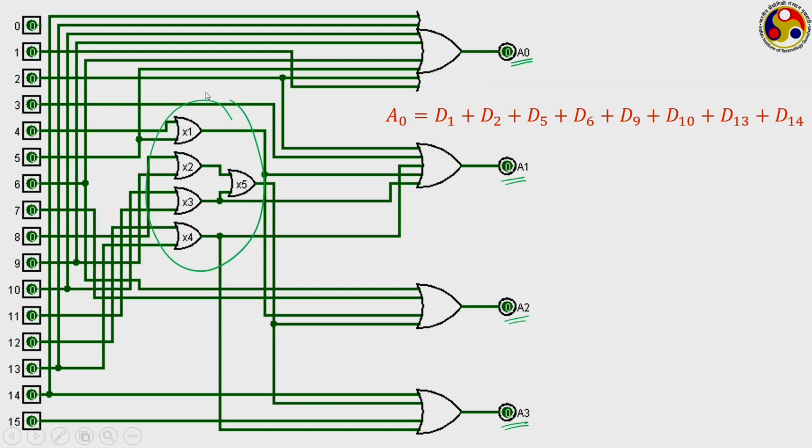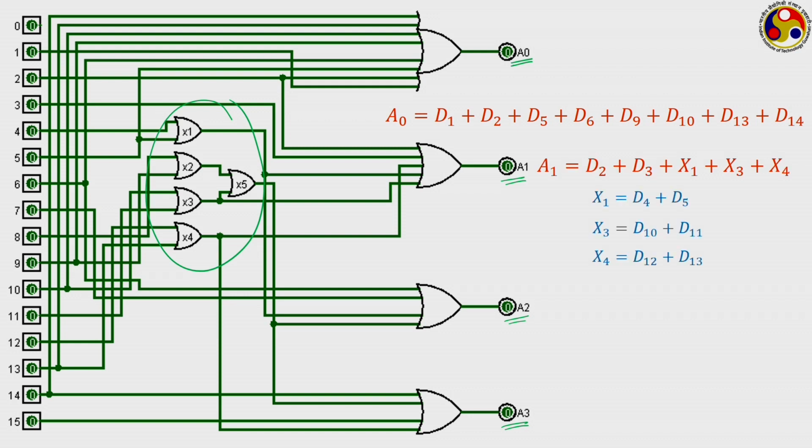So A0 can be written as a combination of this. It is directly connected to 1, 2, 5, 6, 9, 10, 13 and 14. A1 is connected to 2, 3, and also it is connected to these in-between OR gates X1, X3 and X4. If we look at the diagram, X1 is having 2 inputs. What are these? One input is 5, other input is 4. So X1 is D4 plus D5. X3 is again having 2 inputs, and if you follow properly, one input is 10, other is 11. And X4 is also having 2 inputs, and the inputs are 12 and 13. So that is what we have here, and we are combining them in A1.